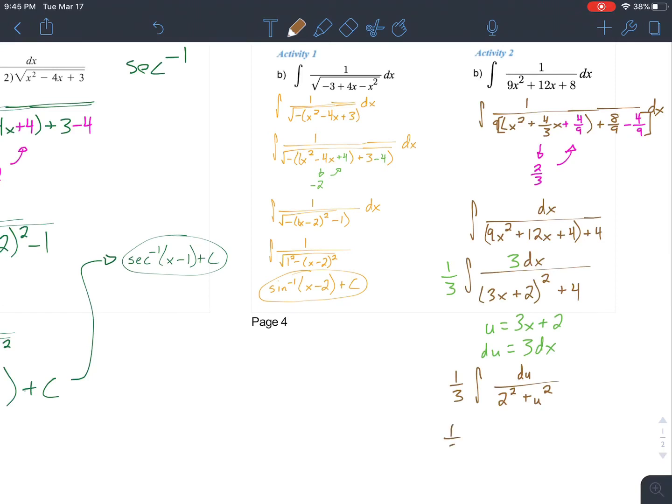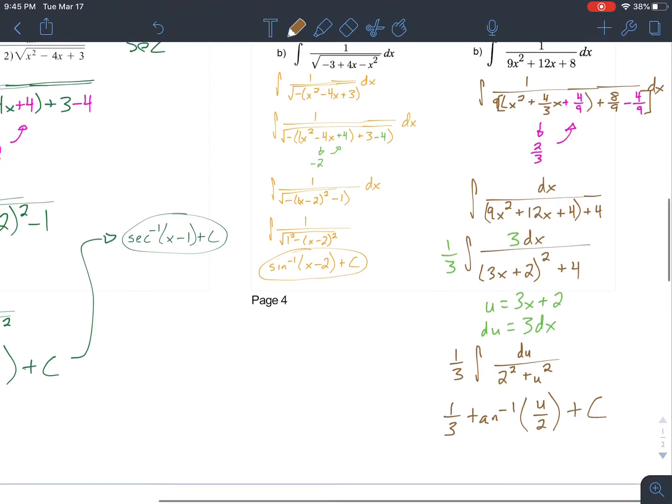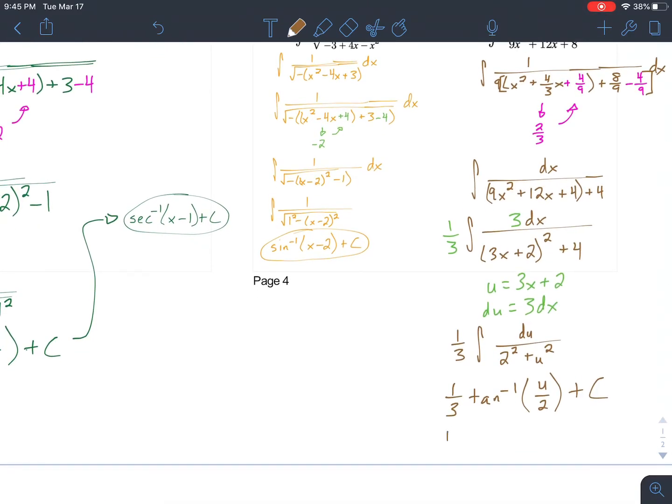Then, when we continue, now we're going to find our antiderivative. So 1/3 arctangent of, and then we are going to need to have u over 2 plus c. And our final step here is that we just need to substitute 3x plus 2 back in for u. And there is our answer, 1/3 arctangent of 3x plus 2 over 2 plus c.